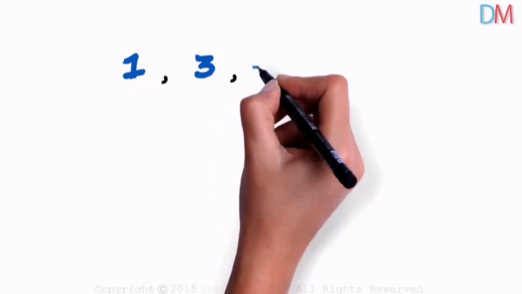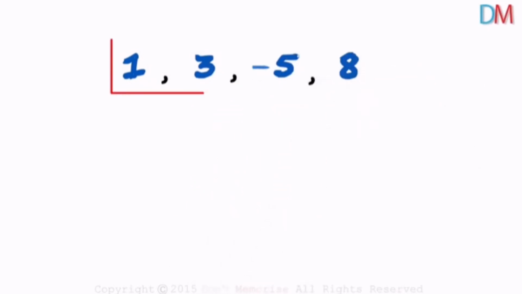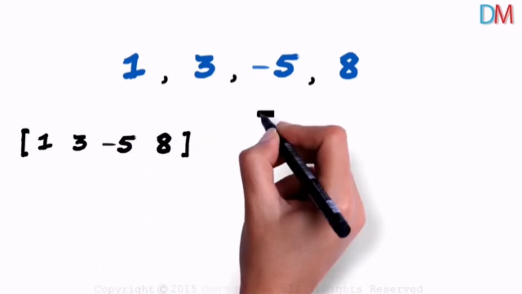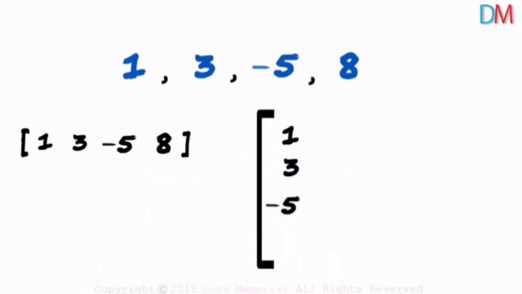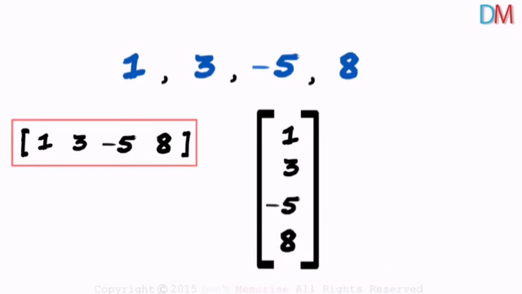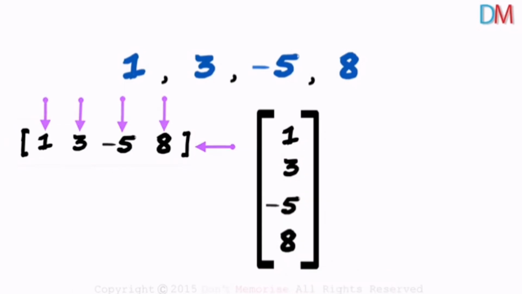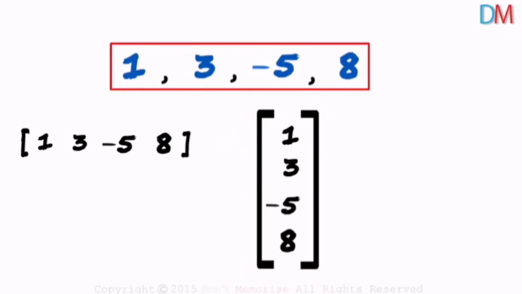1, 3, -5 and 8. This is just a row of 4 numbers, and this can be represented in different ways. We can write it as an array of numbers horizontally like this, or we can write it as an array of numbers vertically like this. The first part, as you can see, has 1 row and 4 columns, and the second part has 4 rows and 1 column. There's another way in which we can write the 4 numbers.